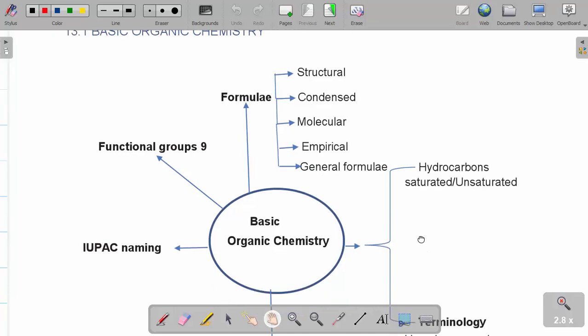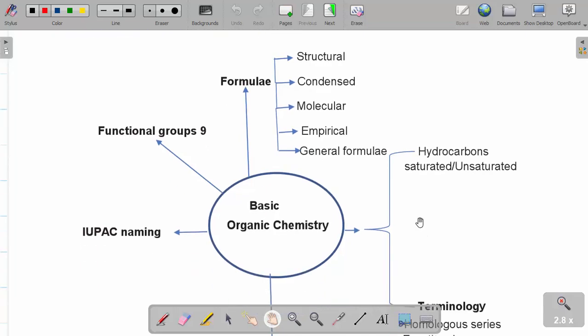I have the basic organic chemistry in here. Now, I can break it into these parts here. One, IUPAC naming, which we're going to start with. And then we have the functional groups, they are 9. Then we have the formulae. Now these formulae, we have structural formulae, condensed formulae, molecular formulae, and empirical formulae, and then the general formulae. Okay. Now under that we also have hydrocarbons.